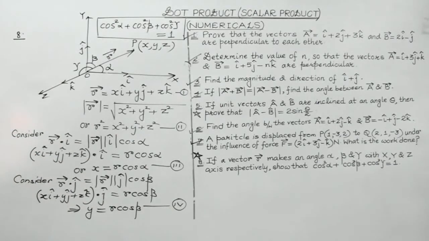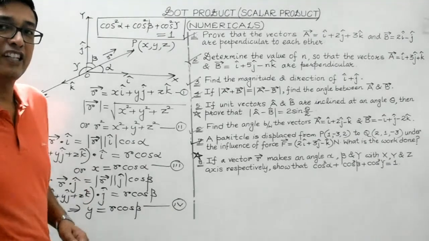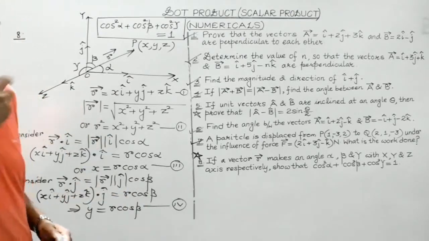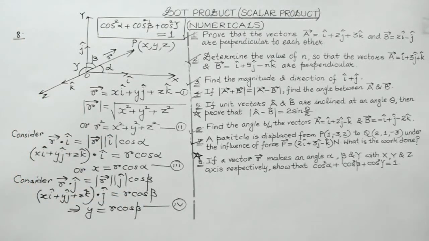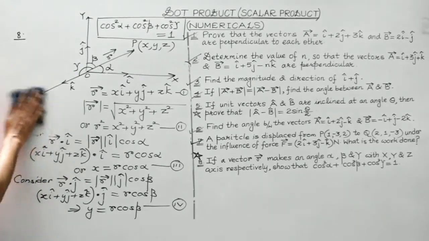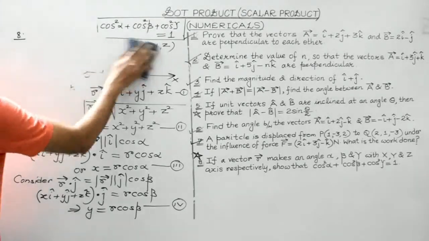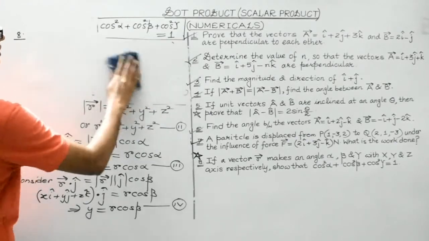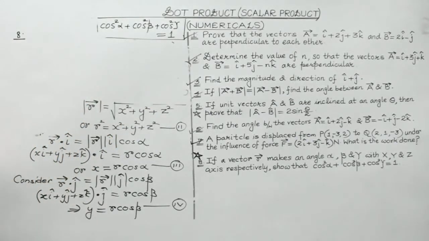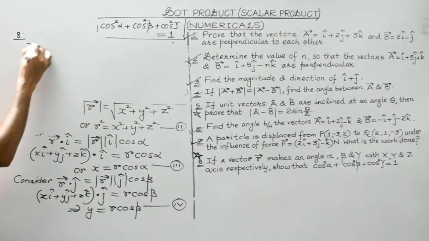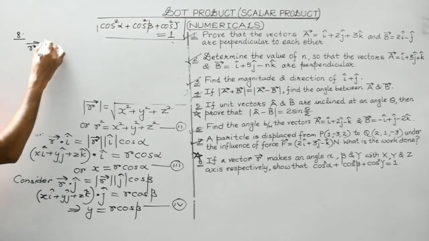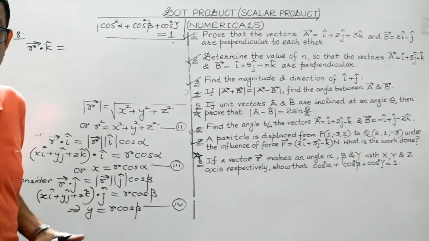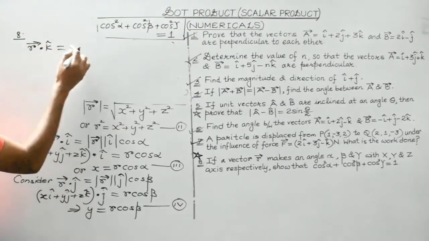Right, students? Similarly, we can prove that z is equal to r cos gamma. Let's prove that as well. So now we'll consider z equals r cos gamma. Now let's consider r vector dot k cap. So again, as was done in the previous two steps, let's proceed in a similar manner.